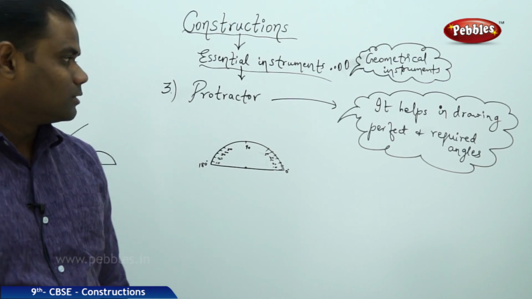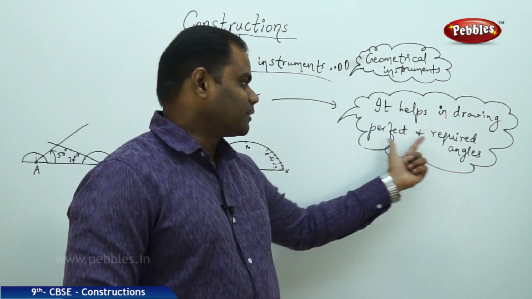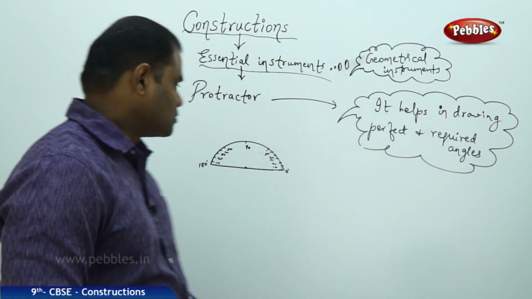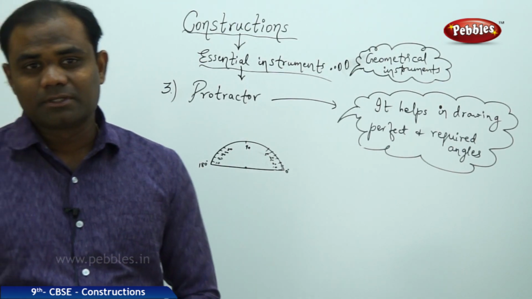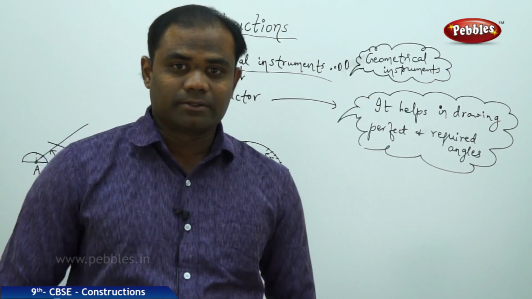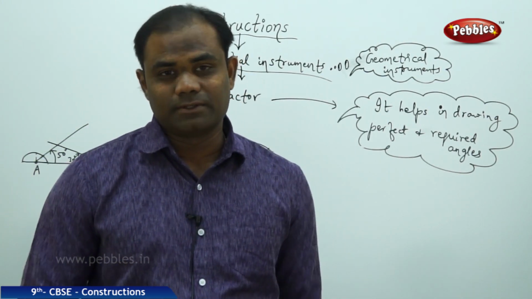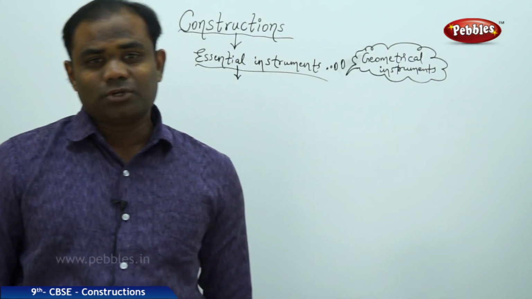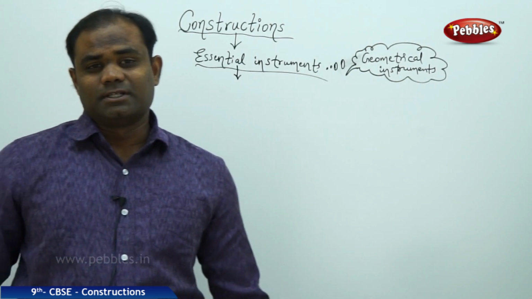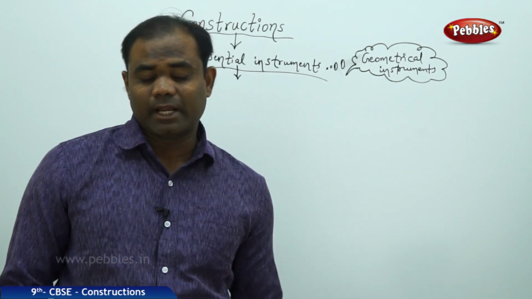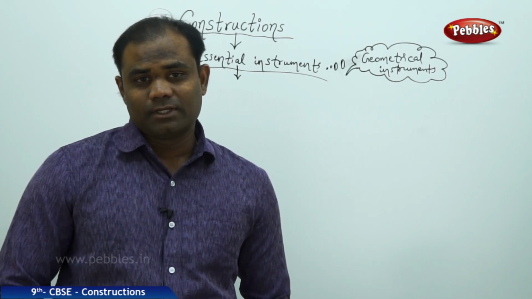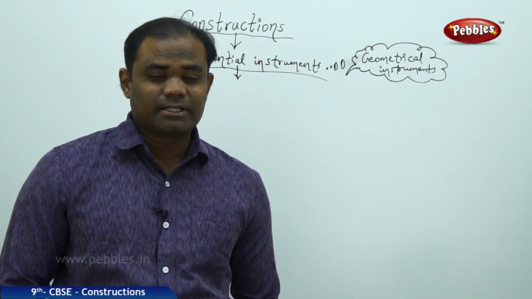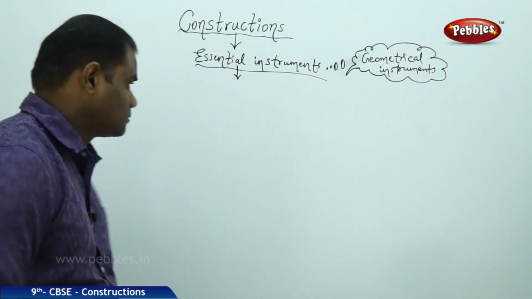So this is how it helps me in drawing perfect and required angles using the instrument called the protractor, which is a D-shaped transparent instrument in the geometrical set. Along with the three geometrical instruments which I have discussed, the ruler, the compass and the protractor, we also have the other set of instruments which are called set squares and dividers.